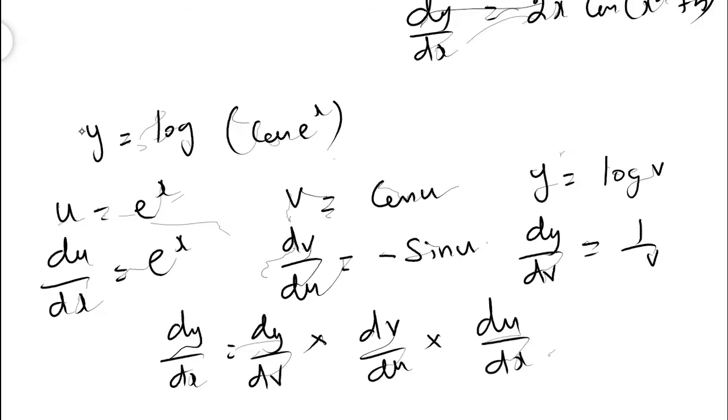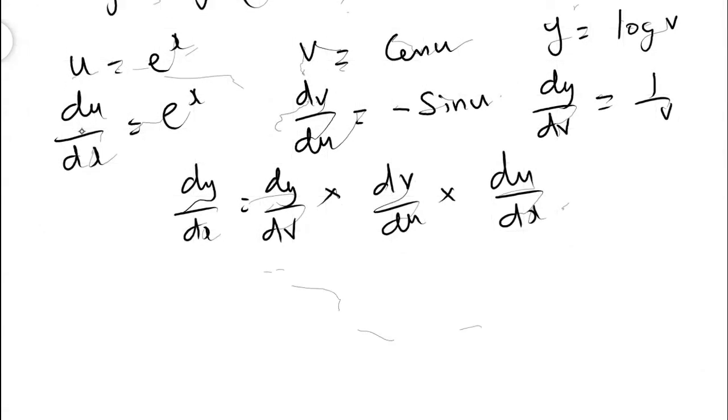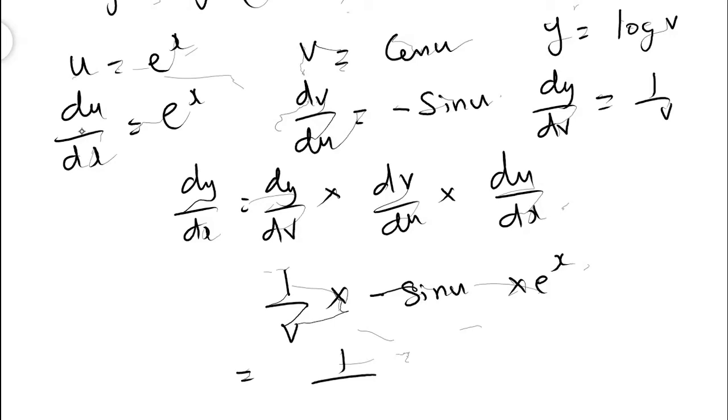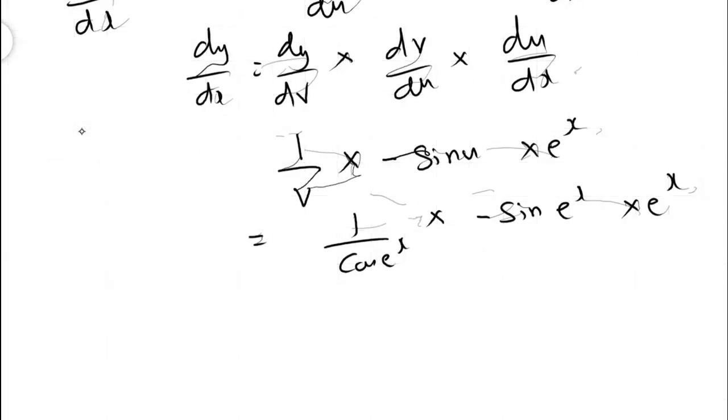Now substituting the values, we get dy by dx is 1 by v into minus sine u into e to the power of x. Now substituting for v and u, we get 1 by v is 1 by cos u, and cos u is cos of e to the power of x. So 1 by cos of e to the power of x into minus sine of e to the power of x into e to the power of x. But sine by cos is nothing but tan. So therefore dy by dx is equal to minus e to the power of x tan of e to the power of x.